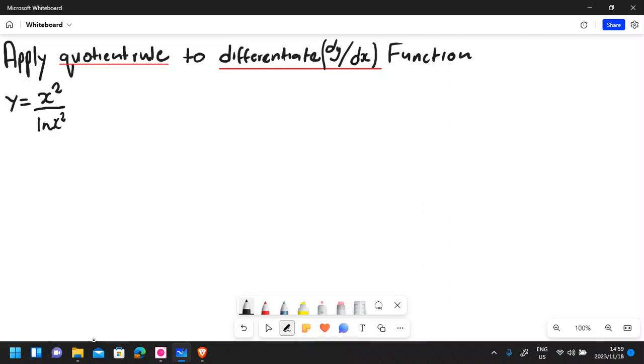Today on this video we'll be differentiating the function that you see there using the quotient rule. Guys, I've made videos on other rules, your chain rule, your product rule, and this one now is the quotient rule.